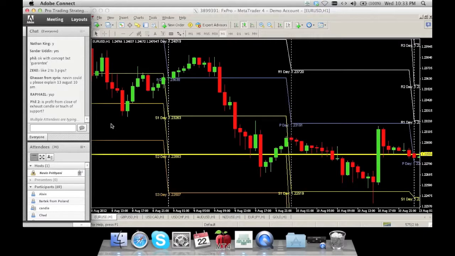Phil 2 says, is the profit from the close of the exhaustion candle or the touch of support?